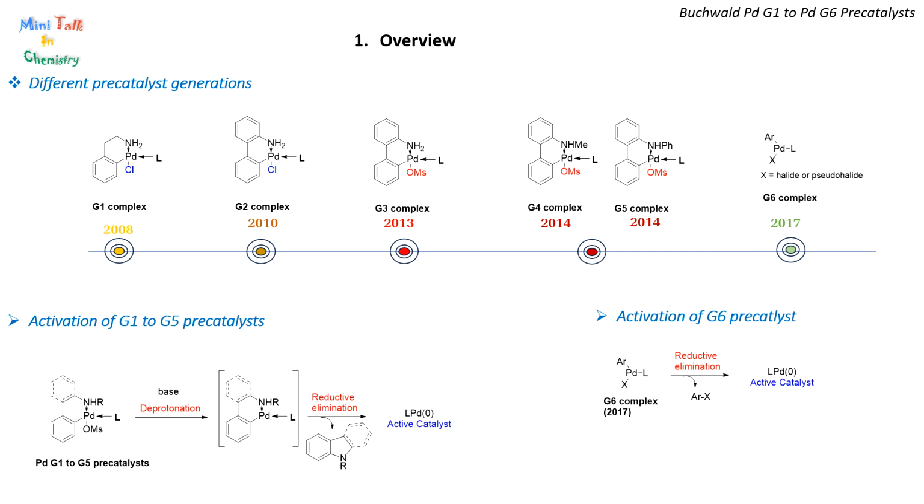So, here's a quick overview. For the first to the fifth generation, activation occurs in the presence of a base, followed by reductive elimination to produce the active palladium zero species. For the sixth generation, no base is needed. The active palladium zero species is formed after reductive elimination.